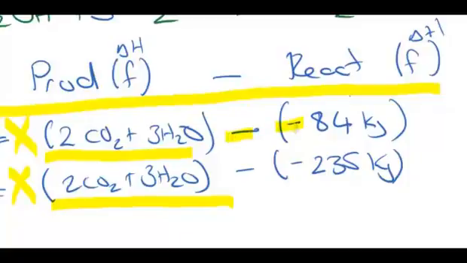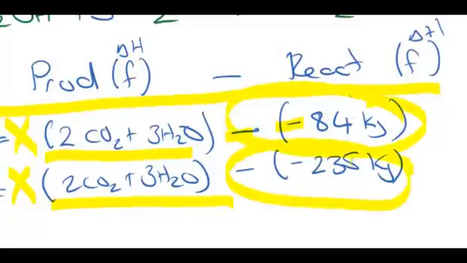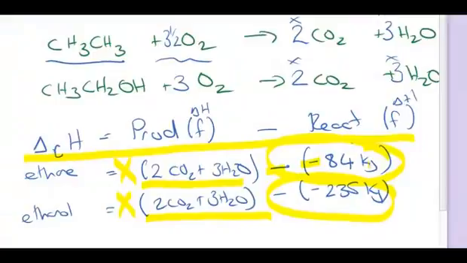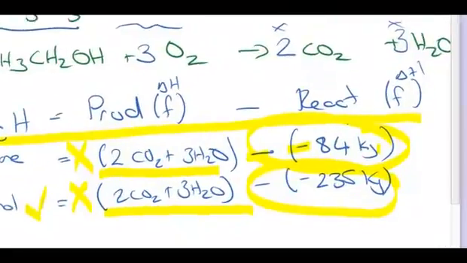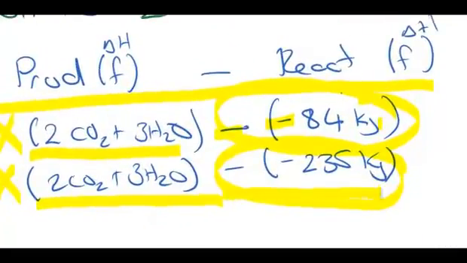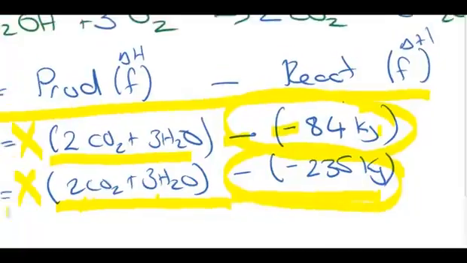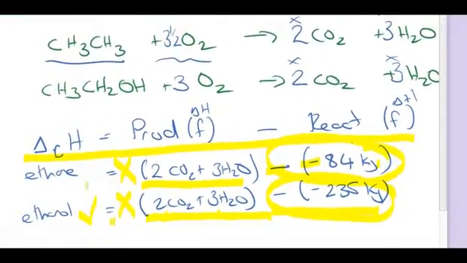So if we're adding 84 here versus adding 235, obviously that means if we add 84, this is going to end up being the less negative, because if we add more positive it's going to make this one less negative. I know that sounds confusing, but we're adding a positive number here. So if we add 235, whatever the value of this is going to end up being the more positive value. So ethane is going to be more negative.